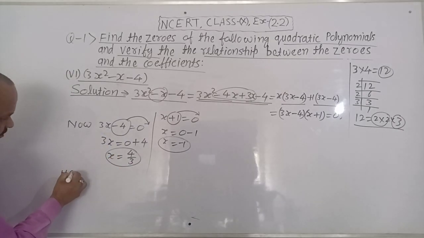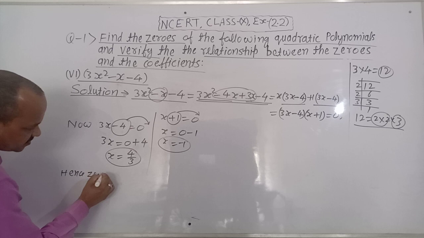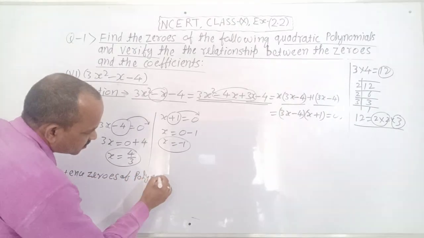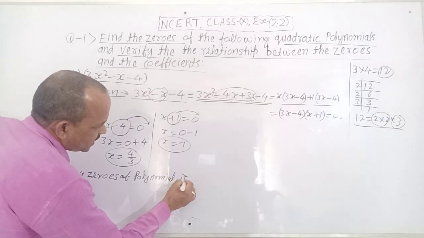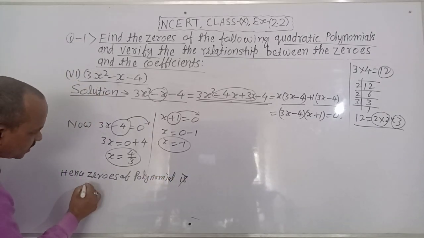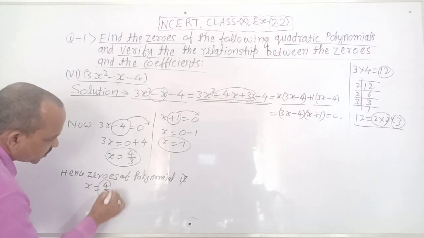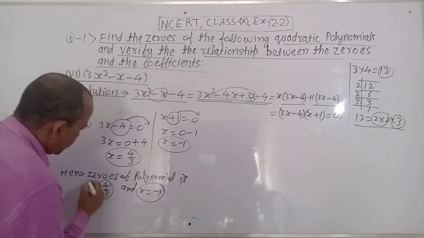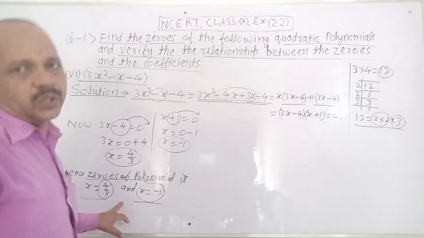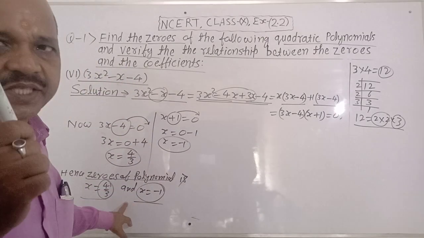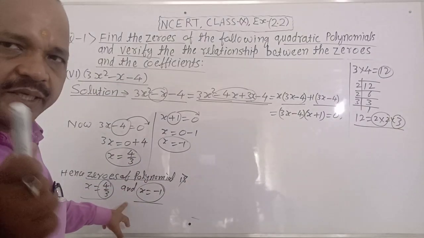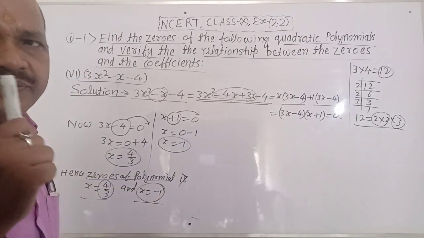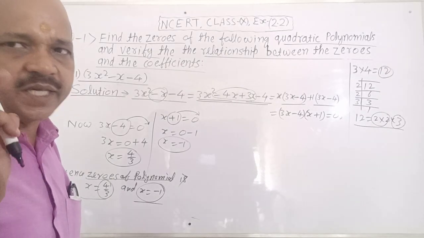Hence, zeros of polynomial is x equal to 4 by 3 and x equal to minus 1. It is zeros of polynomial. Zeros of polynomial is clear? No confusion about it? Very good. Here x equal to 4 by 3, here x equal to minus 1. It is zeros of polynomial. Zeros of polynomial is clear?